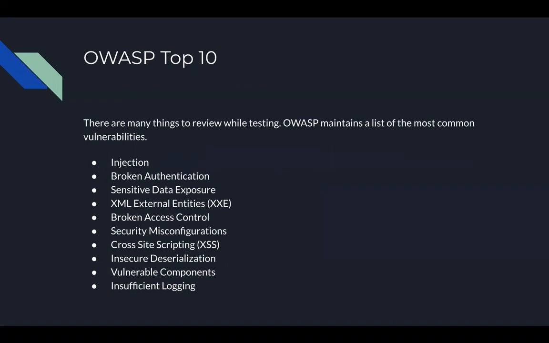So probably one thing that OWASP is most known for is the top 10 collection of the most common vulnerabilities. This is a list that gets updated every couple years that shows you what type of vulnerabilities are mostly seen in web applications. So these 10 are injection, broken authentication, sensitive data exposure, XML entities, broken access control, server misconfigurations, cross-site scripting, insecure deserialization, vulnerable components, and insufficient logging.